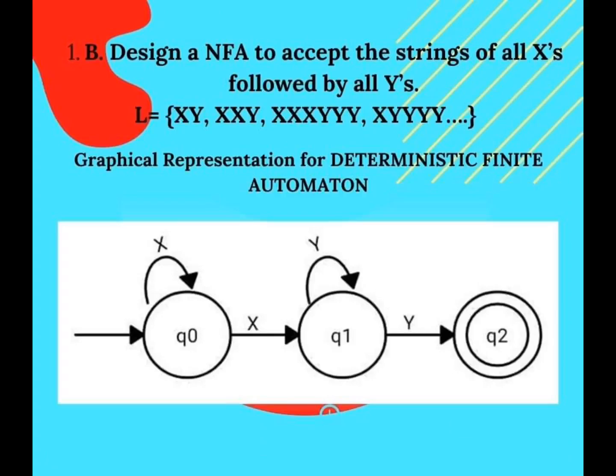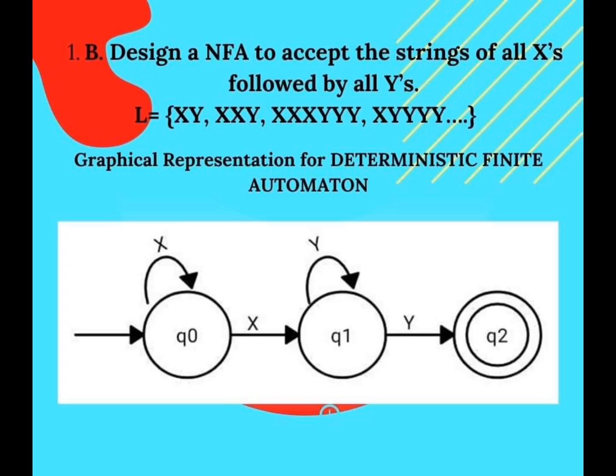Problem 2. Design an NFA to accept the strings of all X's followed by all Y's. Non-deterministic finite automaton. Let me explain this problem and the 5-tuple: states of the NFA, input alphabet, transition function, start state, and the final state. Firstly, the states of the NFA are the set Q0, Q1, Q2. Next, the input alphabet is equal to the set X, Y. Next, the start state is equal to Q0. Next, the final state is equal to Q0.